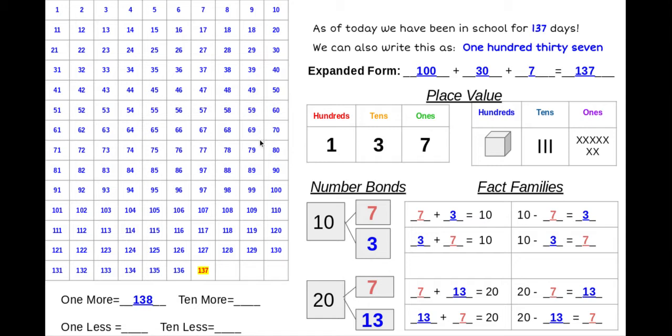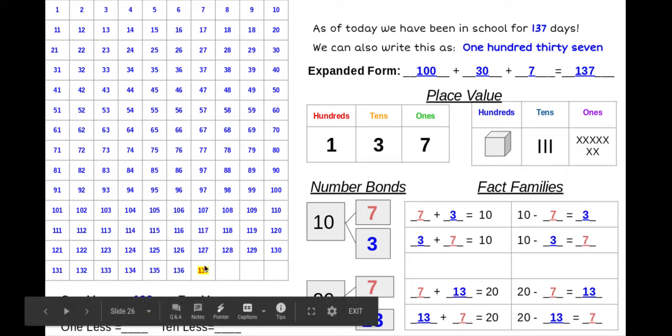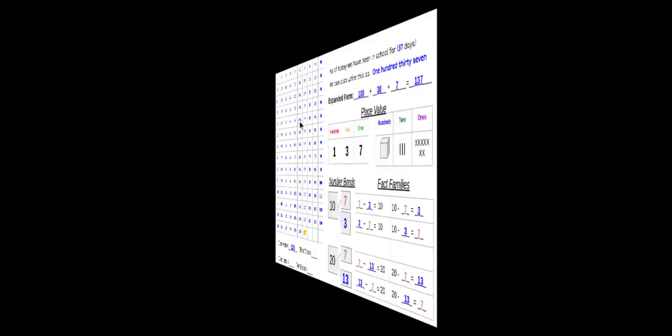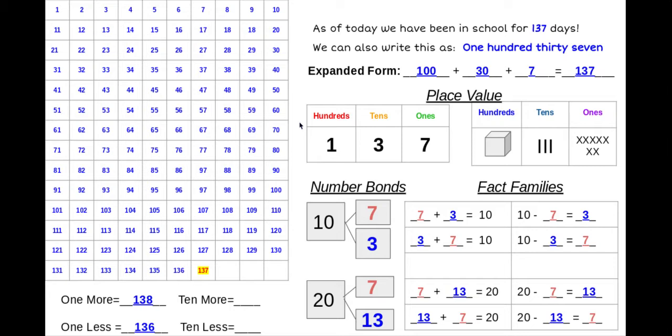Now, we're going to do one less. So if you have 137 and you're going back minus one because it's one less, okay? So what you're going to do is hop back one. So look at the highlighted number. Look at this number and we're going to hop back one, one less. What number is that? 136. Ba-bing! 136 is the correct answer.